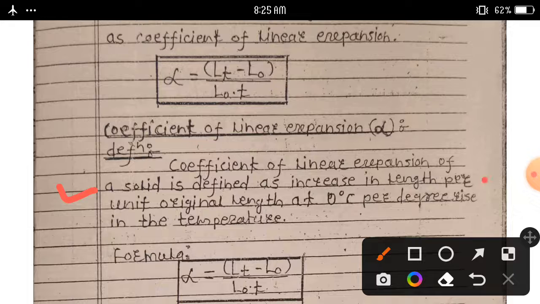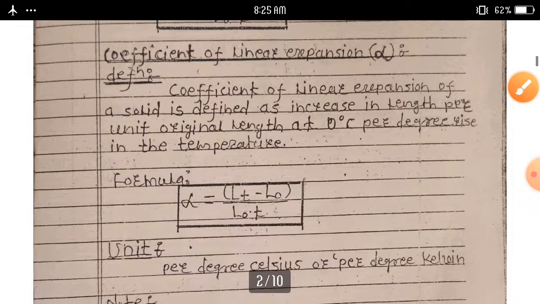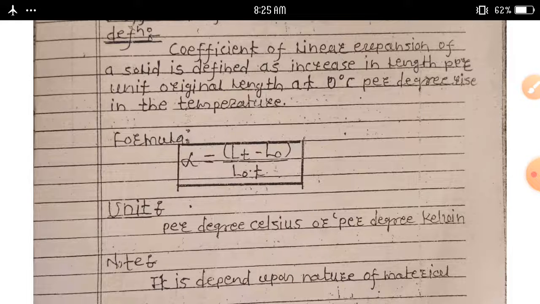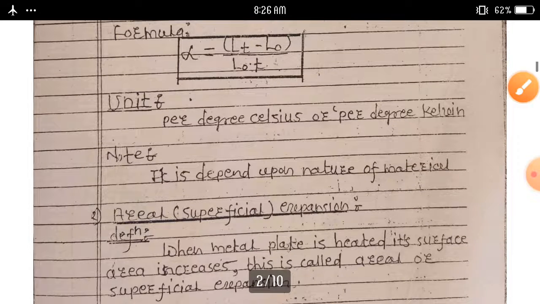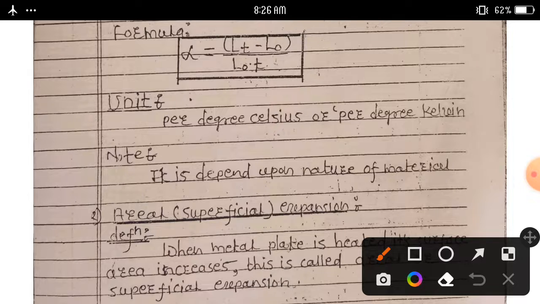Then we can write the coefficient of linear expansion: alpha is equal to L_t minus L0 upon L0 into t. Second, the unit of the coefficient of linear expansion is per degree Celsius, or per degree Kelvin. Note, it depends upon the nature of the material.